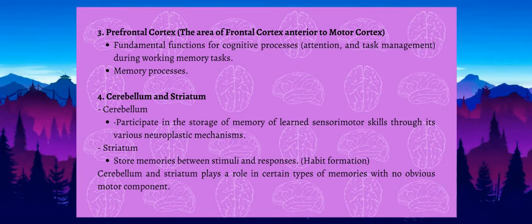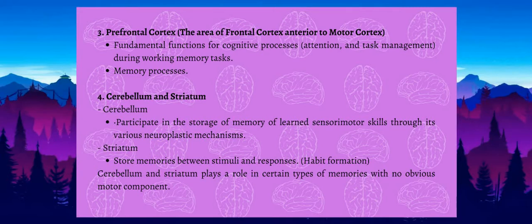Next is the striatum. It is thought to store memories between stimuli and responses. So this type of memory is the memory that develops over many trials. It is also referred to as habit formation. Cerebellum and striatum play a role in certain types of memory with no obvious motor component.